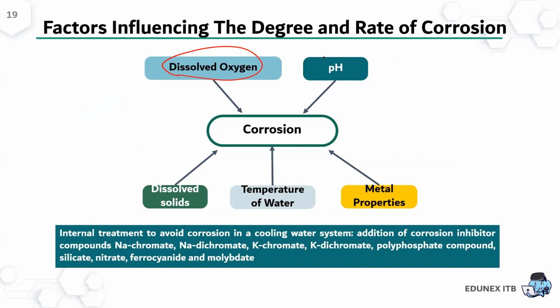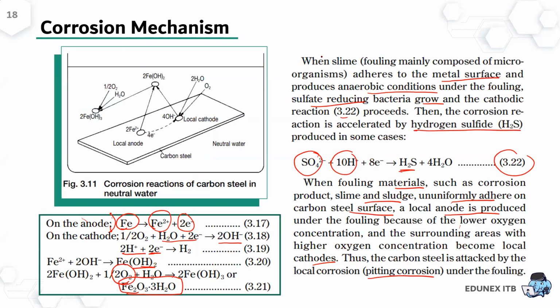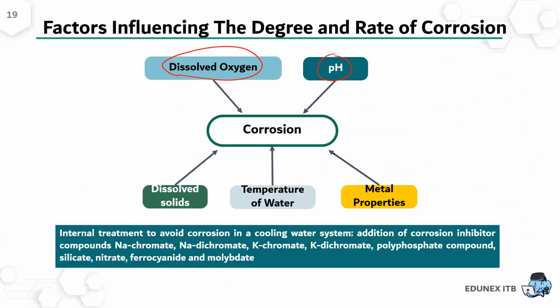And also the pH here is very important. We can see from the cathodic reactions that if the reactions occur in an acidic medium, there is a possibility to perform the second reaction, and it will also promote this reaction as well, because in acidic conditions it generates hydrogen sulfide as a corrosive material.